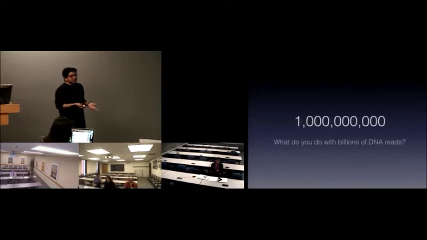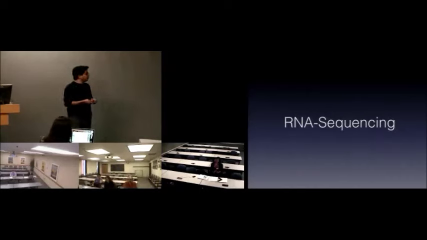So we generate all these reads, and we have billions of them. And well, what do you do with them? What can we do with it? One of the cool things that we do is RNA sequencing, where we actually don't sequence the DNA, but we sequence the RNA. And these sequencing machines, they're DNA sequencers, so they don't take RNA. So what we have to do is when you capture the RNA, you have to convert it to DNA, which is cDNA, complementary DNA, and then you sequence that.